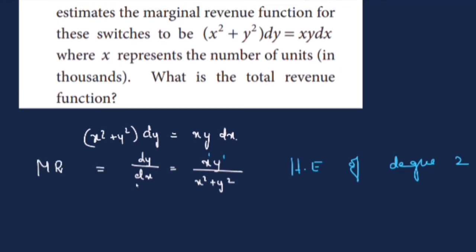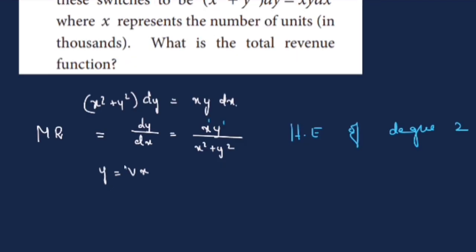So to find the revenue, you have to integrate. How do you integrate? Because it is a homogeneous equation, you have to put y is equal to vx. So dy by dx is equal to, product rule, v into differentiation of x is 1, plus x into dv by dx.